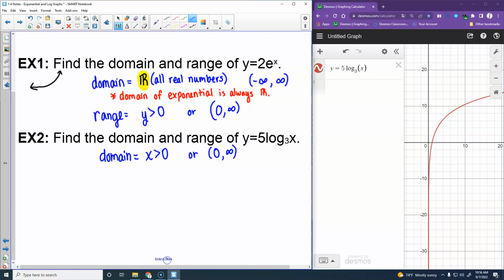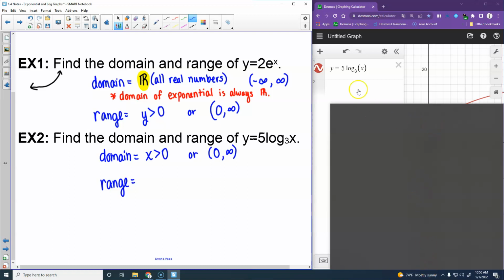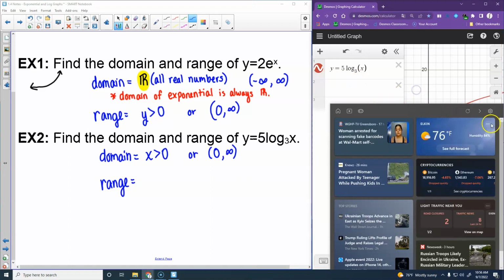Alright, what about our range? Y values. It seems pretty clear that this goes down forever. Right, we've got a vertical asymptote there. That's that graph. Sorry.